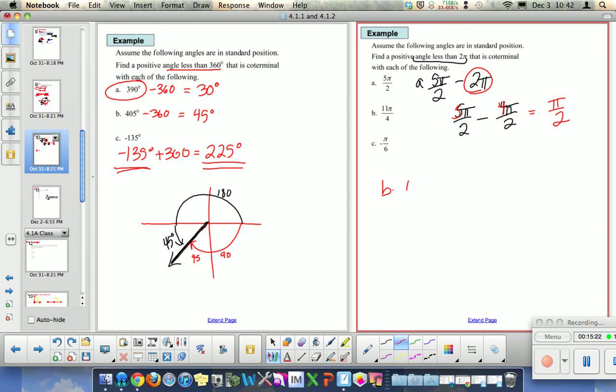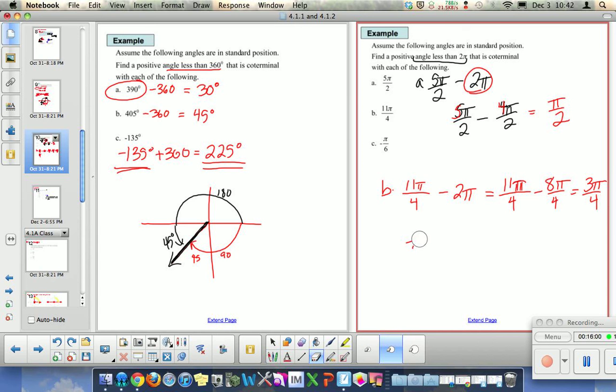Letter B is 11 pi over 4. Again, I first have to decide, is this bigger than 2 pi or smaller than 2 pi? And it is bigger, because 2 pi would be like 8 pi's over 4. So what I'm going to do is I'm going to subtract 2 pi's to get less than 2 pi. But of course, 2 pi's is really 8 pi over 4, so I'm going to change that denominator again. So this is 11 pi over 4 minus 8 pi over 4, which is equal to 3 pi over 4, because 11 minus 8 is 3.